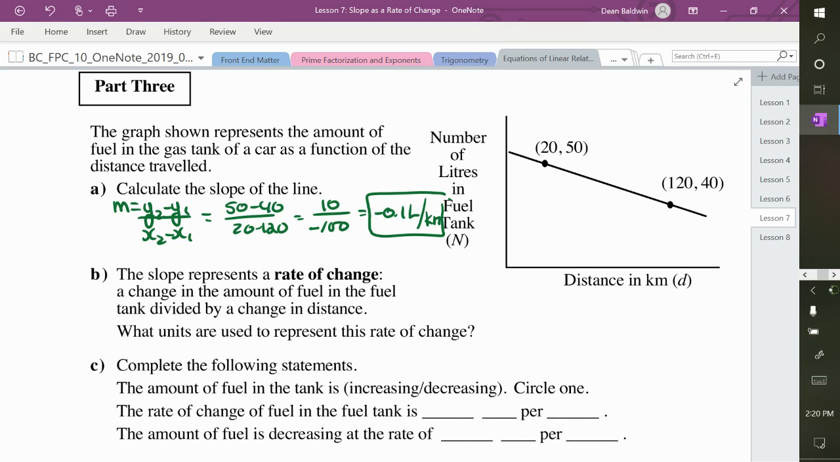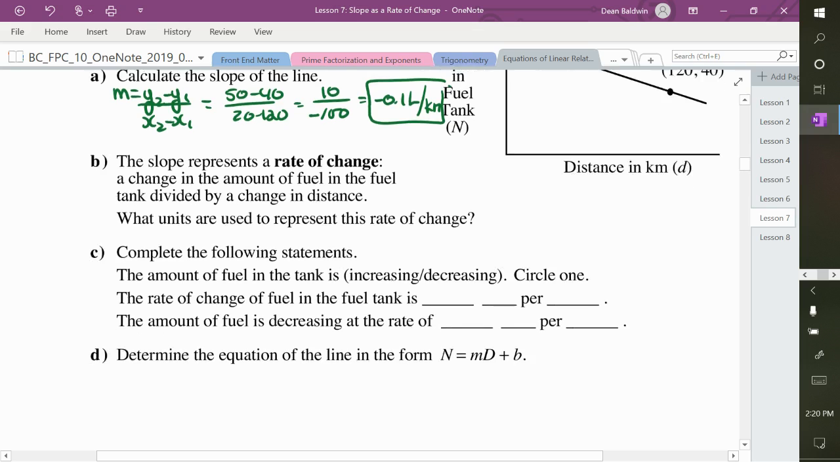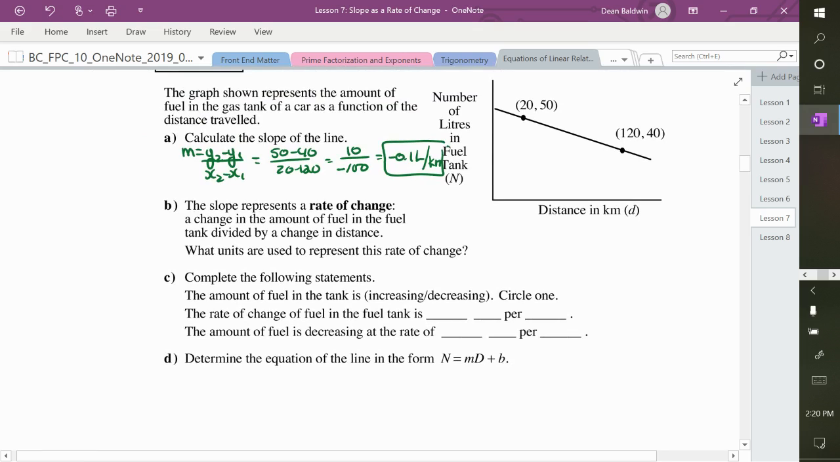What does this represent? Why is it negative? Let's start with that. Yeah, you're driving a car, you're using this much gas per kilometer. All right, it's a negative slope. Okay. Determine the equation of this line. So this is just like all the other stuff we did. We have a line. We know the slope. It's negative 0.1 liters per kilometer.